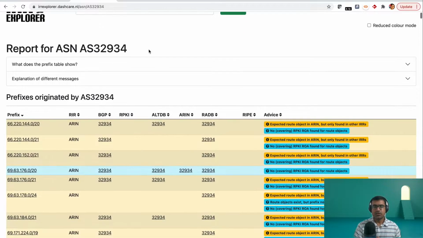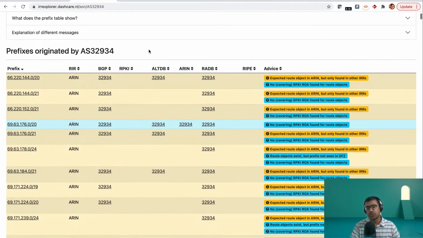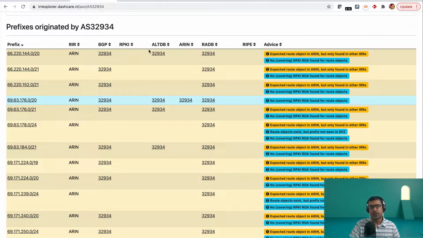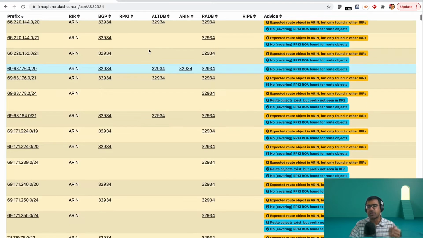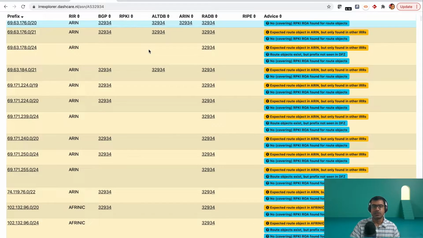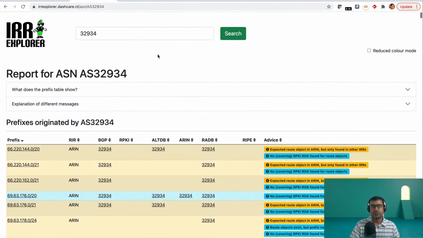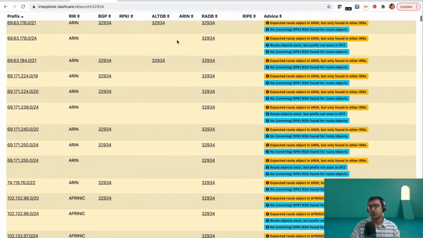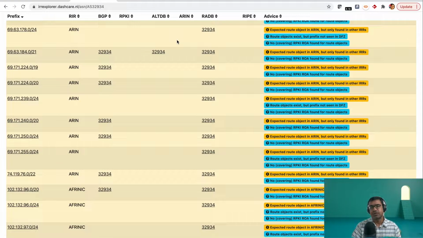Going to AS 32934 gives me all the prefixes owned by that AS, right? And who assigned them, ARIN or RIPE and others. And whether they are doing RPKI or not doing RPKI. Not many enterprises are doing RPKI, right? So that was my first check. I know what the AS number is, and I know what the prefixes are, right?